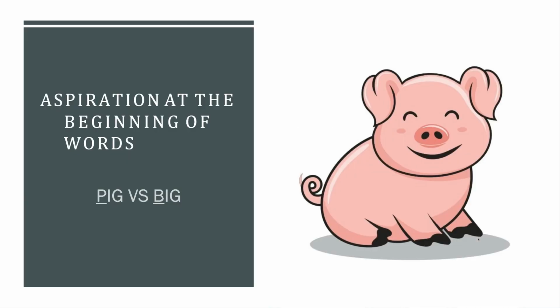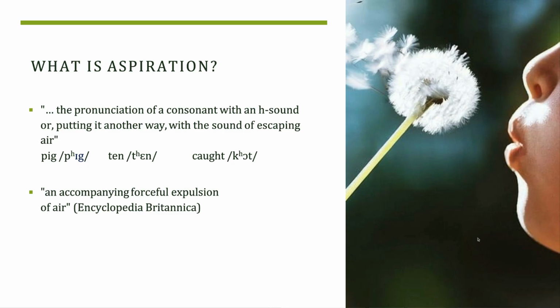For example, at the beginning of the words pig and big. In both of these words, we have a labiodental stop. But when you produce the word pig, you can notice there's more strength or more air coming out, whereas when you produce the word big, there is not so much air coming out of your mouth. And this is what we call aspiration.